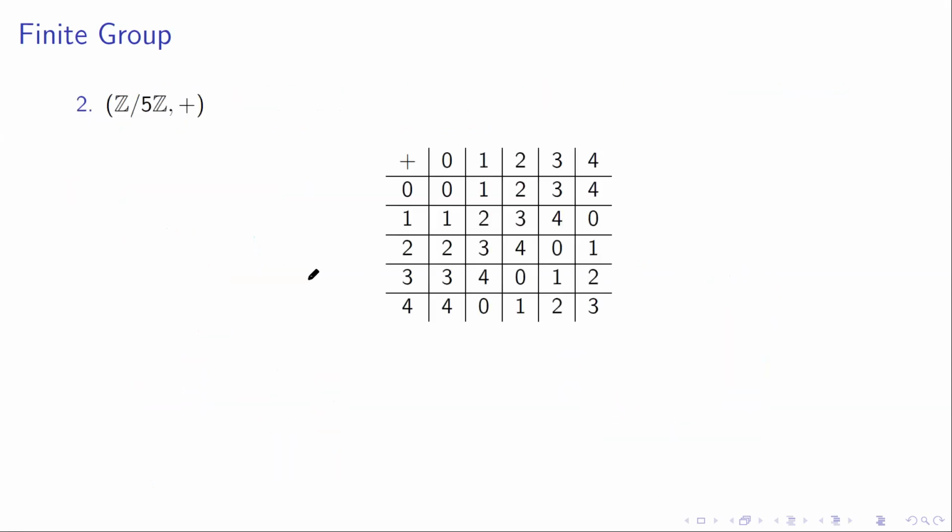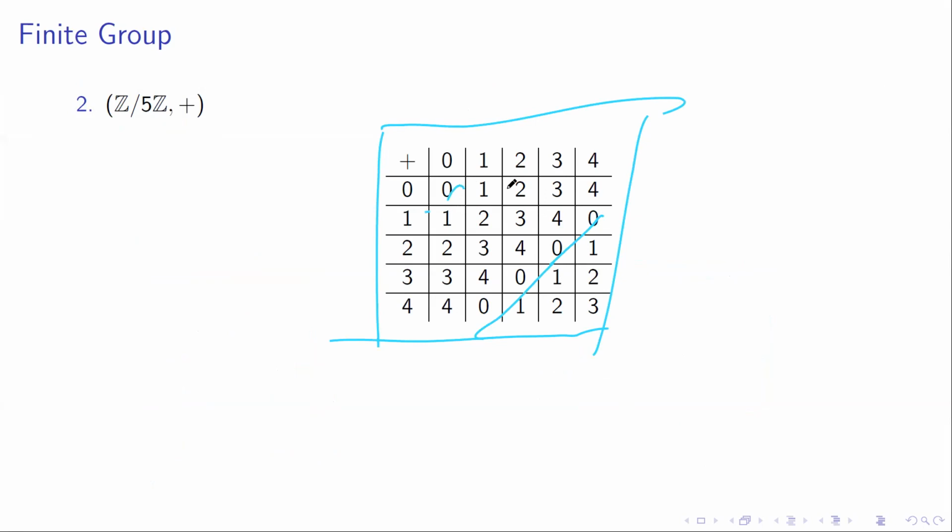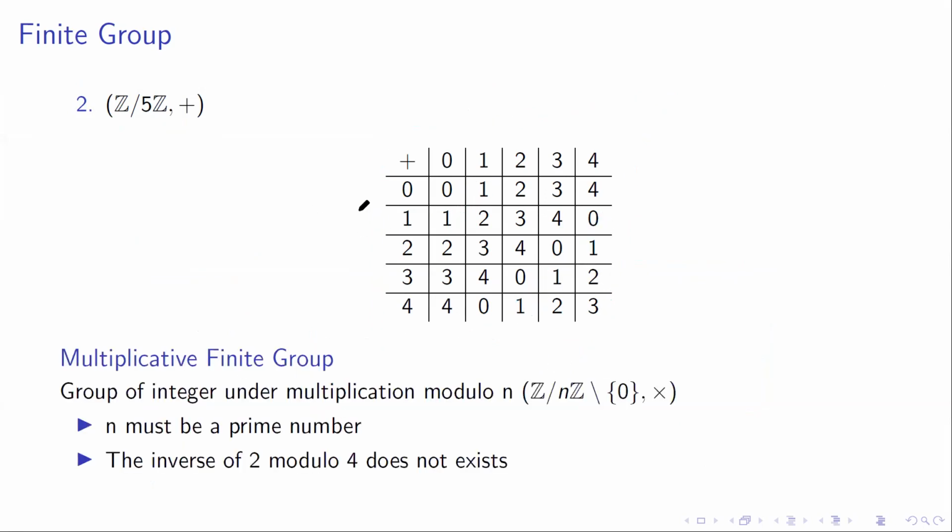And we also have the integers modulo 5, and this is the Cayley table. You can see that it's just a cyclic structure. Like this 0 will move back to this side, and yeah, it's very beautiful, I think. And there's also the multiplicative finite group, which is the group of integers under multiplication modulo n.